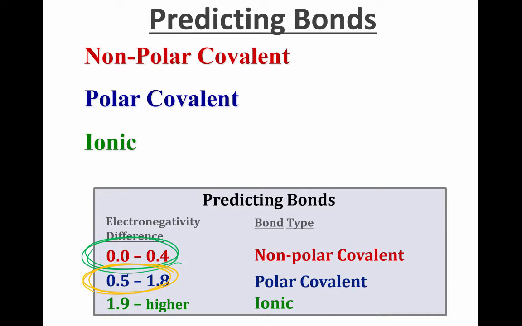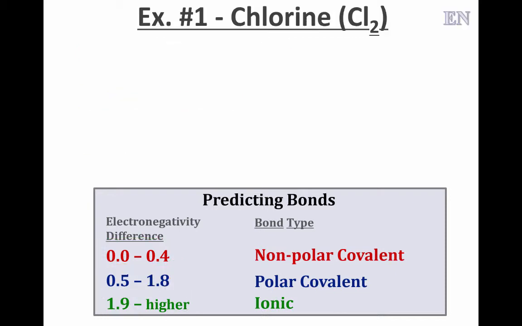In the third scenario, the electronegativity value is so different between the elements that there's really not sharing going on. One of the elements has pulled the electron away to itself, and this kind of bond then is called an ionic bond because the electron was transferred. Now let's look at some real examples.